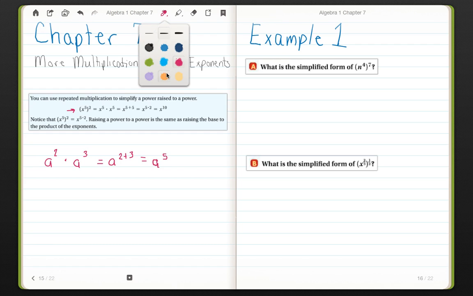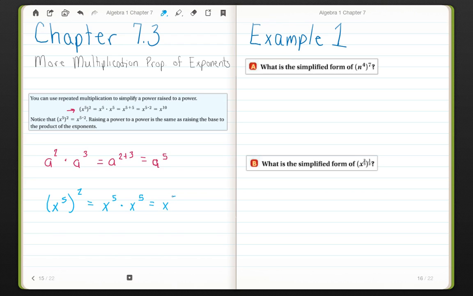So if I have x to the 5th power, all of that squared, that's the same as x to the 5th times x to the 5th. Well, x to the 5 plus 5, or 5 times 2, equals x to the 10th. So notice here I have 5 times 2. I have exponents of 5 and 2. So when you are raising a base to a power, you are going to multiply and find the product of the exponents.